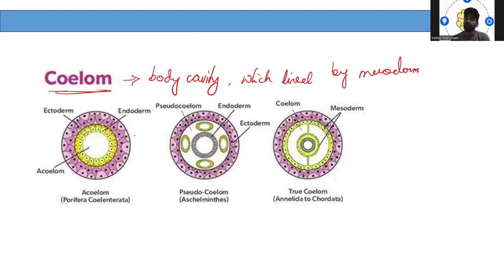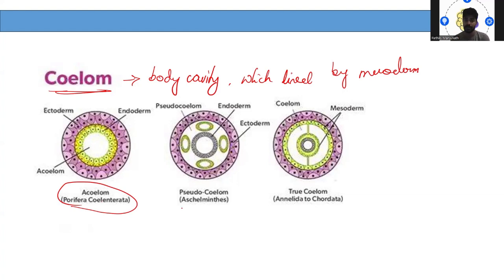In some animals, the body cavity is not lined by the mesoderm. The animals in which you see the absence of this coelom, that is the body cavity, are called acoelomates. Porifera and coelenterata are examples.